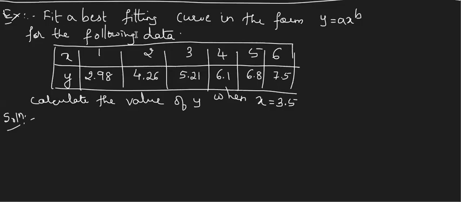So we have to fit a best fitting curve in the form y equal to a into x raised to b for the given data. So they have given the set of x and y values where 6 set of values are being given. Then we need to calculate y when x equal to 3.5. Okay, so start with the given curve.